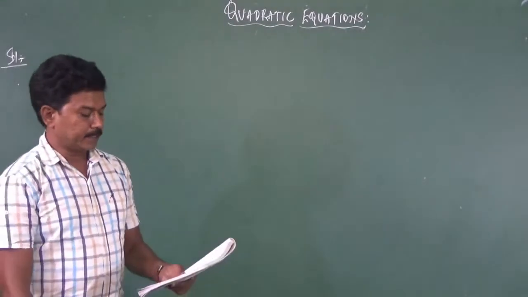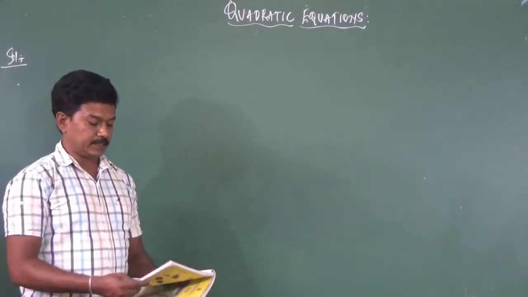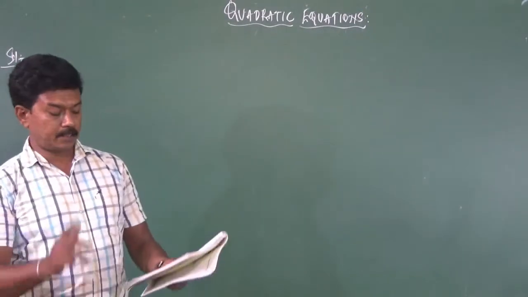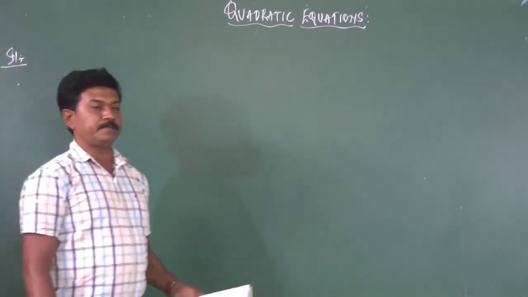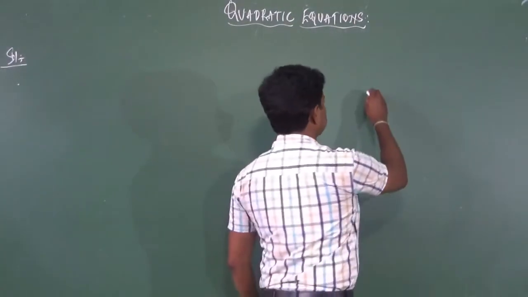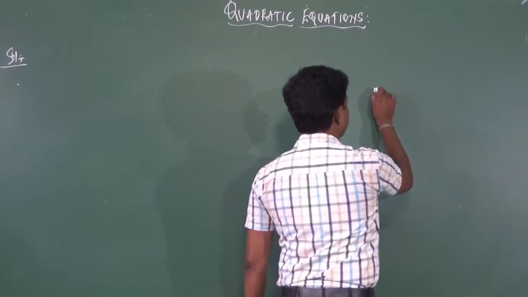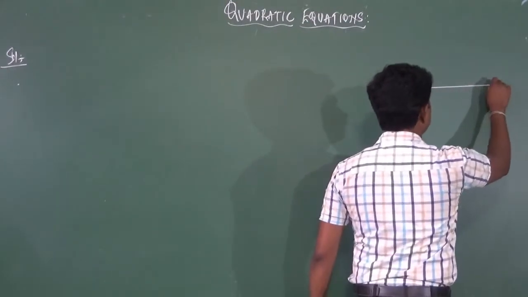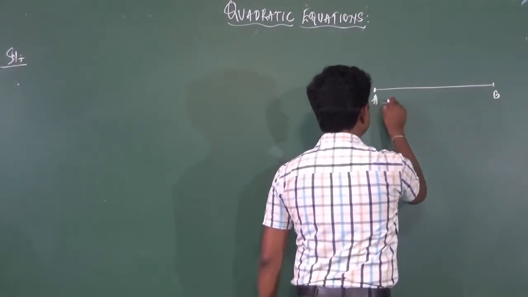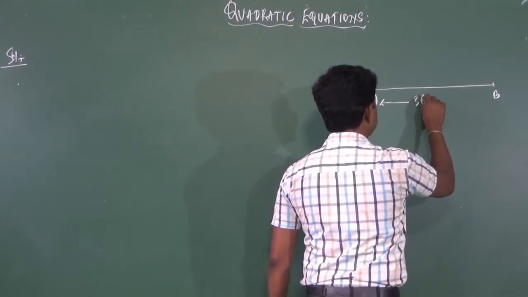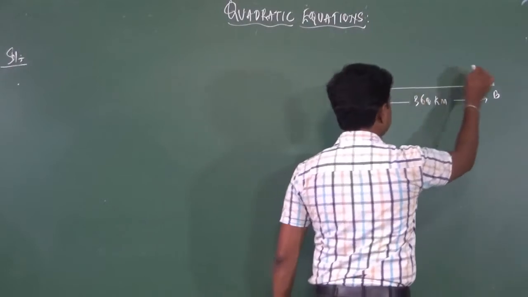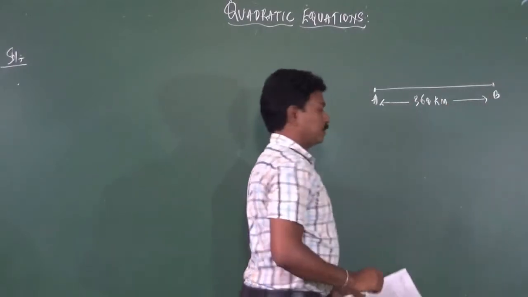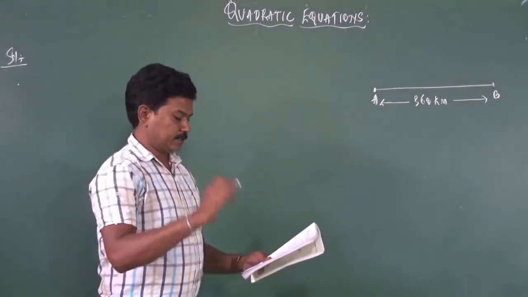Right. A train travels, 8th problem, that is exercise 10.3, 8th problem. A train travels 360 kilometers at a uniform speed. Let us take this as point A and this as point B. So this distance is 360 kilometers. A train travels from A to B, covering a distance of 360 kilometers.